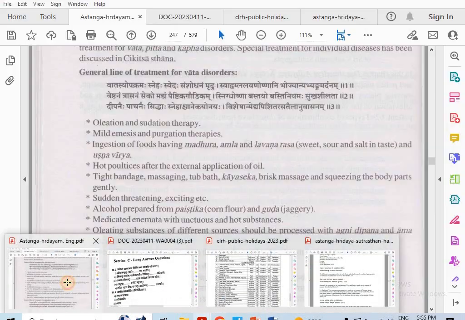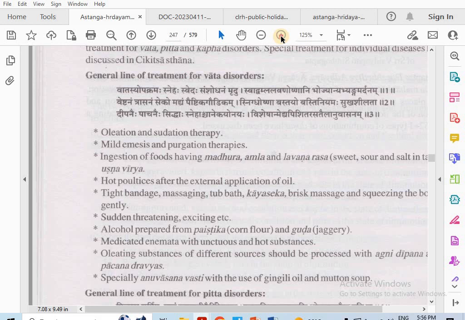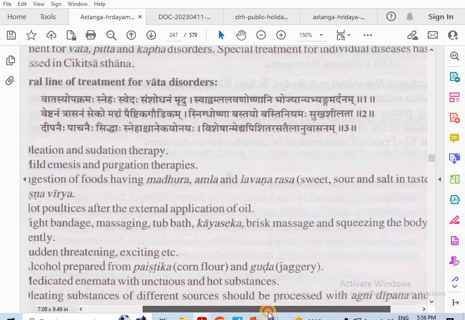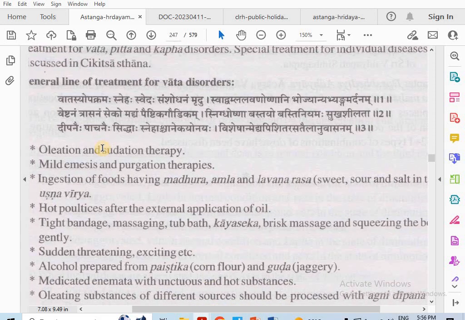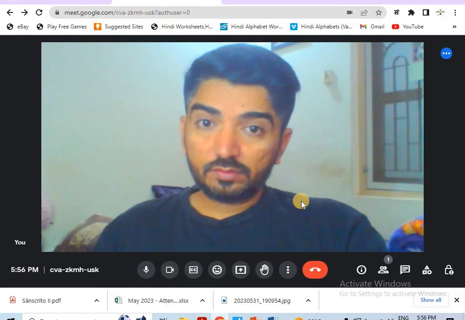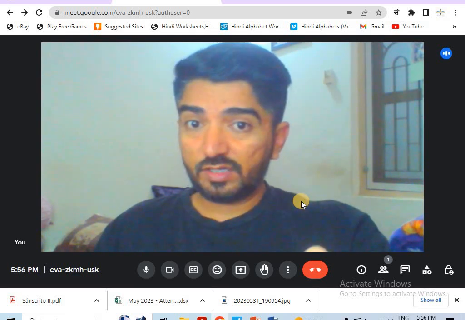So, here, what is to be done? Here in the translation, you read oleation and sudation therapy. Students, here in the sloka, we have vatasyopakramaha. In these two words, if you disjoin, we have vatasya plus upakramaha. Now, vatasya is sixth singular of vata, and upakramaha is first singular, like ramaha. So, upakramaha means treatment, vatasya means of vata. So, the treatment of vata. What is the treatment of vata? Means of vitiated vata.